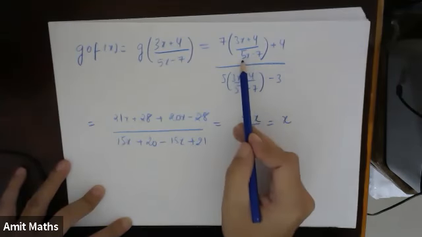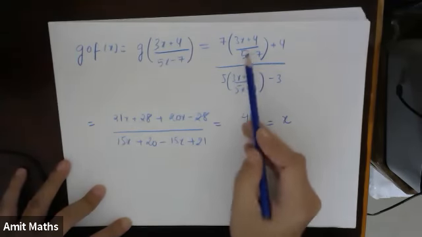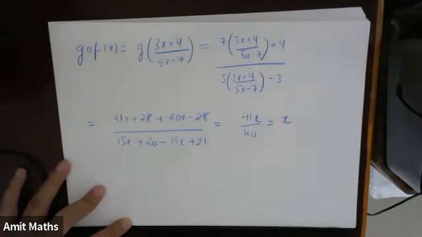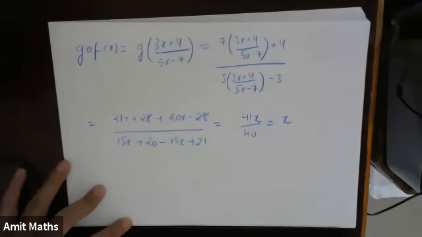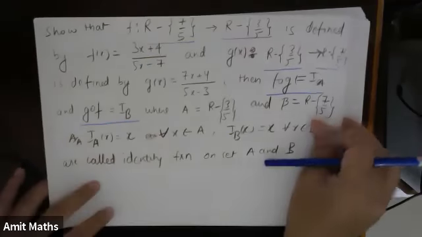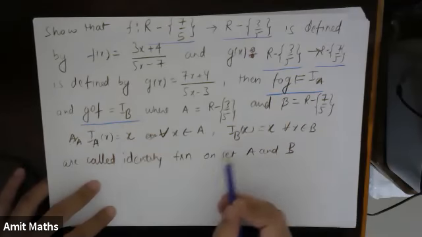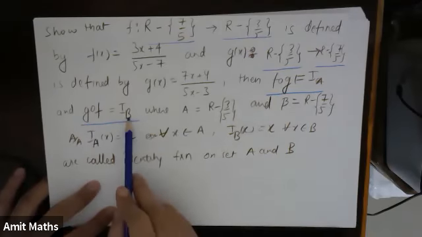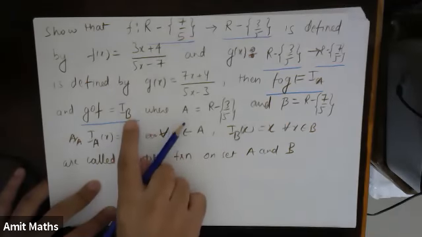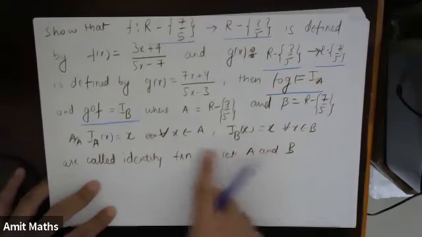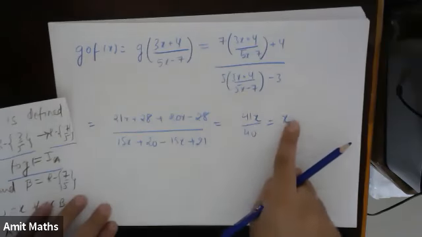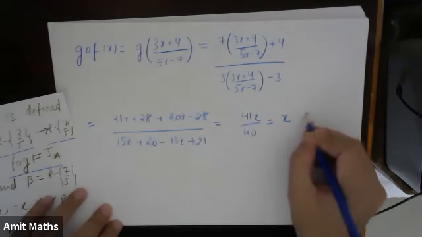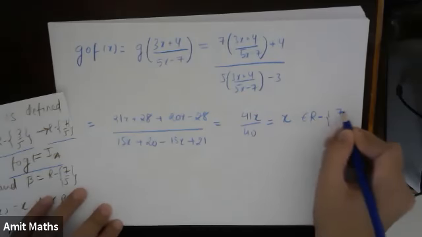Now see, we have cancelled out 5x minus 7. So this is x, for every x except x equal to 7 by 5, which is given in the question. So this is GOF. GOF is identity in B for all values of x belonging to B. So what is B? B is this set except 7 by 5. Except 7 by 5, everything x. So this x belongs to real numbers minus 7 by 5.